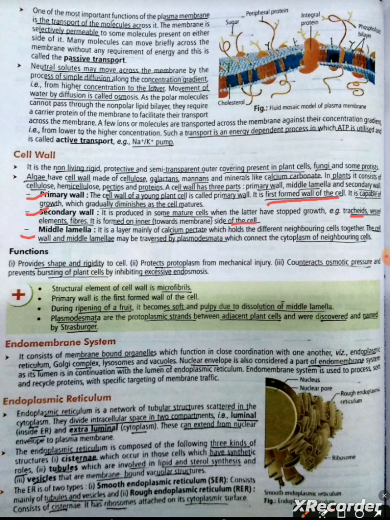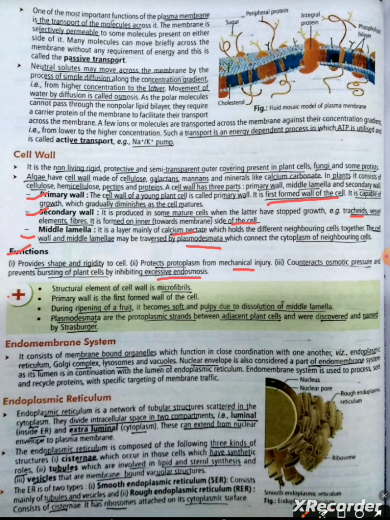Middle lamella. It is a layer mainly of calcium pectate, which holds the different neighboring cells together. The cell wall and middle lamellae may be traversed by plasmodesmata, which connect the cytoplasm of the neighboring cells. Functions: provides shape and rigidity to the cell, protects protoplasm from mechanical injury, counteracts osmotic pressure and prevents bursting of plant cells by inhibiting excessive endosmosis.